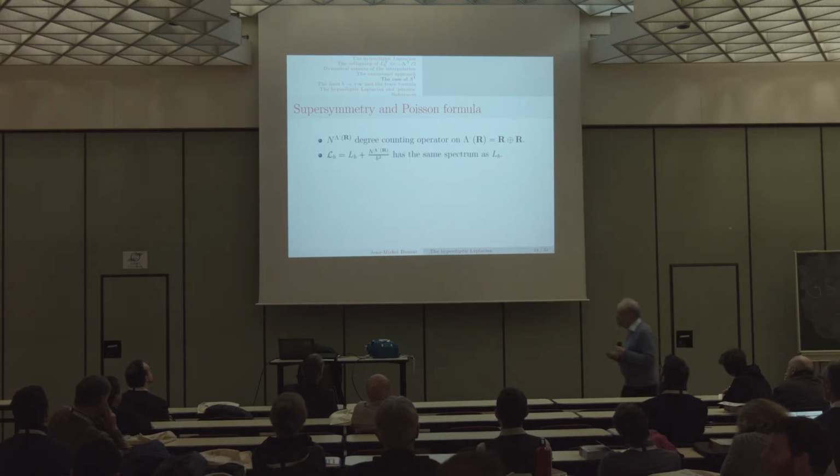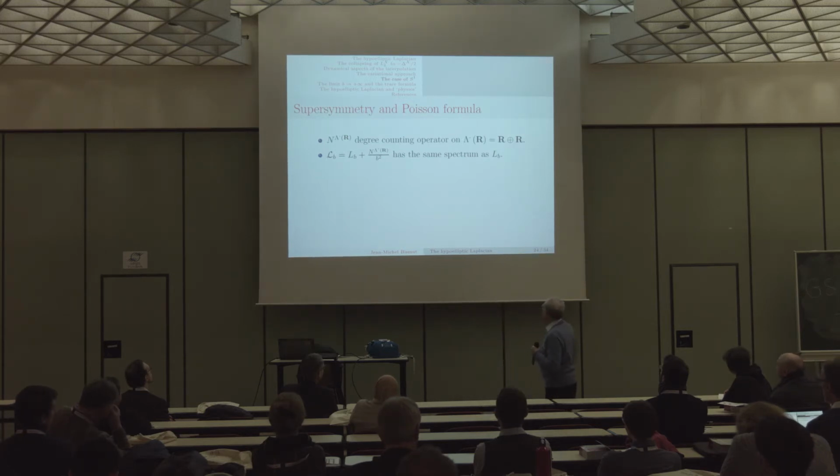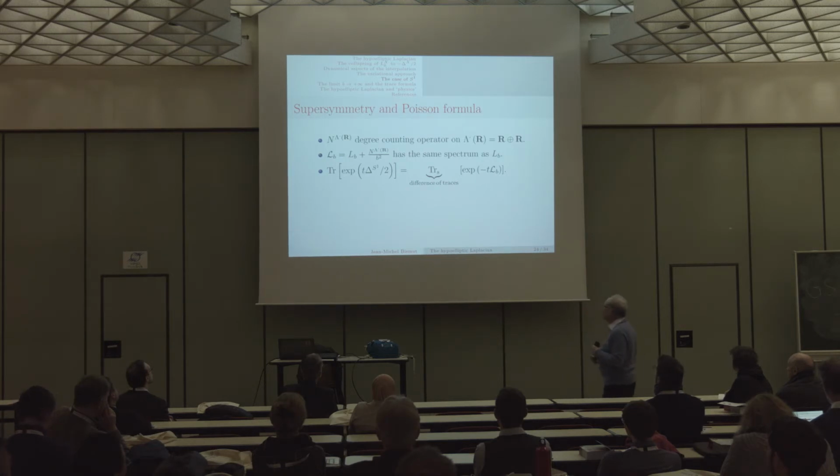And I will now make my operator LB, instead of being a scalar operator, a matrix operator. So on the first copy of R, it is just the operator LB. And on the second copy of R, it is LB plus 1 over b squared. There is this operator n here, which is 0 in the first copy, and 1 on the second copy. So the effect of this is just to shift a little bit the spectrum. And what you discover is the following formula.